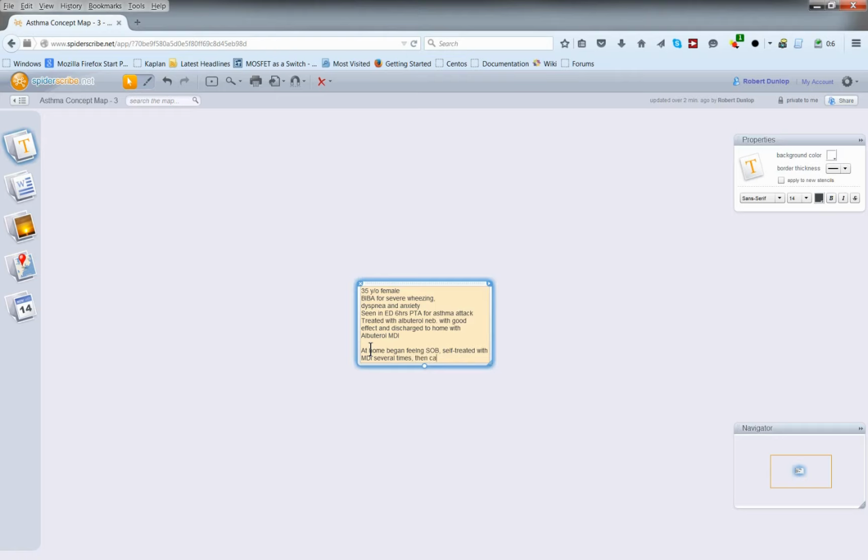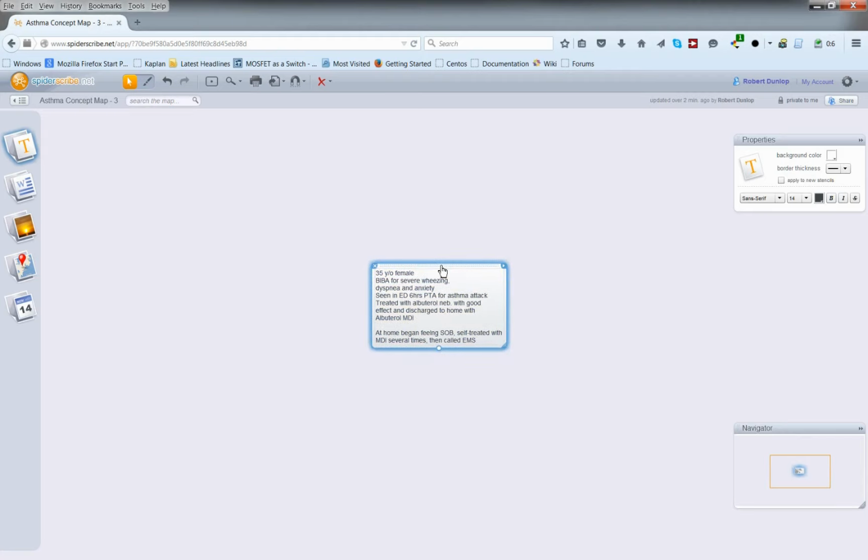Then she called for emergency services. Oh, that would be an M, not an S. There we go. Okay, so this is relevant. We're going to talk about his shortness of breath and her self-treating and some of the impacts here.